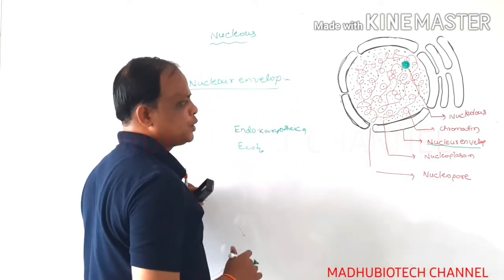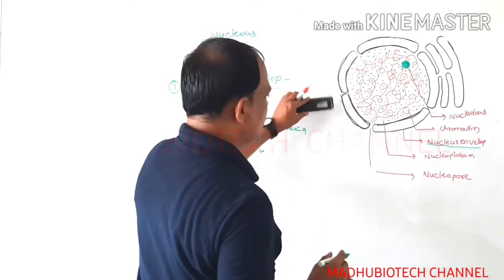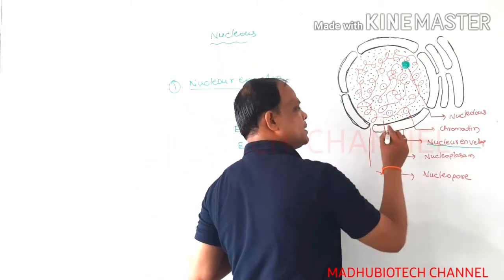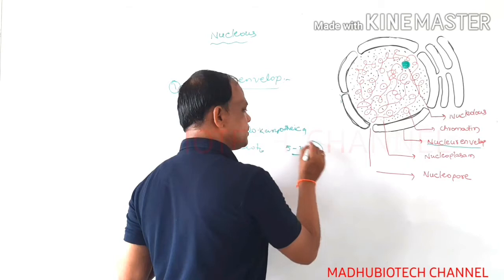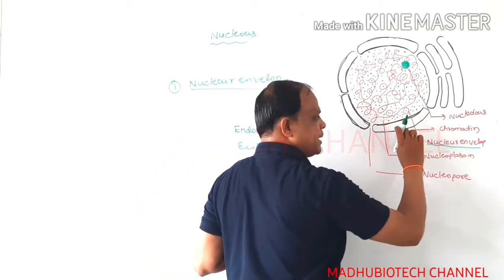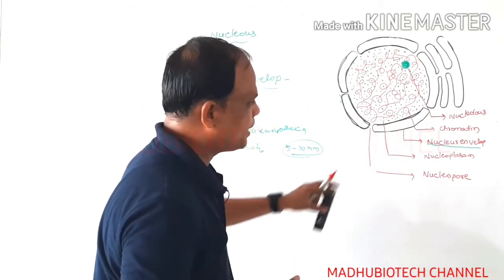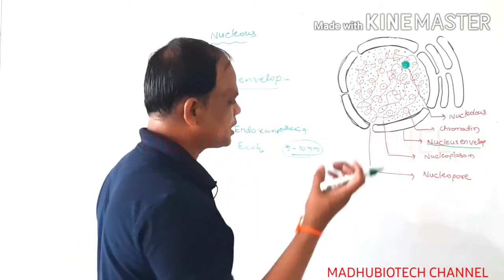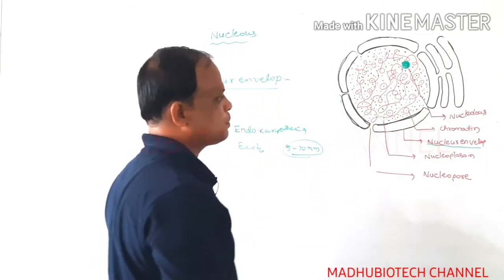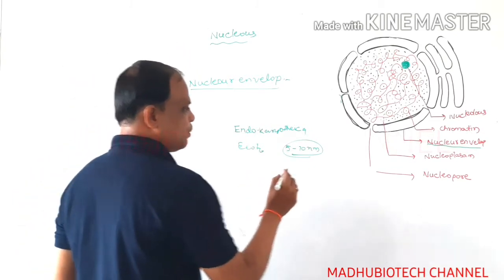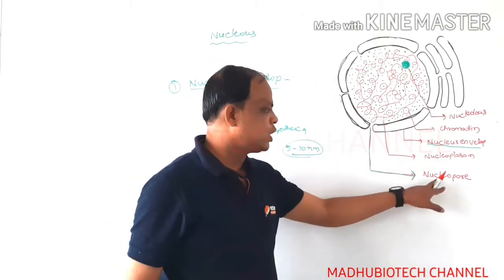The nuclear envelope is 50 to 100 nanometers thick, and between these two membranes there is a lumen of 5 to 10 nanometers, which contains fluid, the perinuclear space. The envelope also contains perforations, called nucleopores.